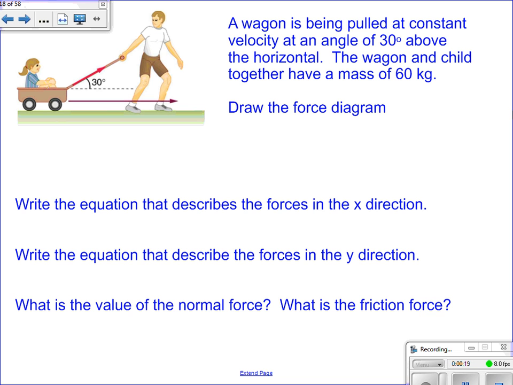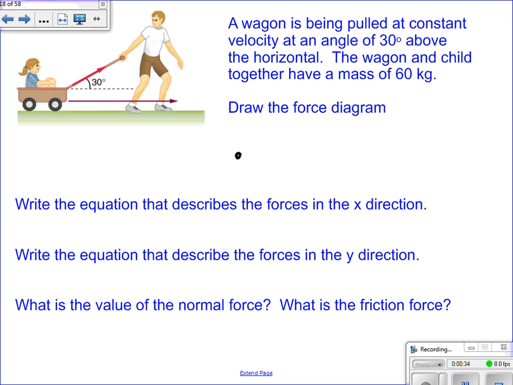The wagon and child together have a mass of 60 kilograms. Draw the force diagram, write the equation that describes the forces in the x and y direction, and then calculate the value of the normal force and the value of the frictional force. So let's first start out with the force diagram.